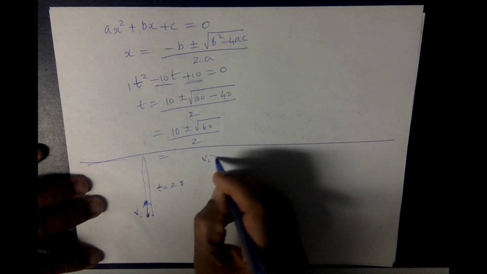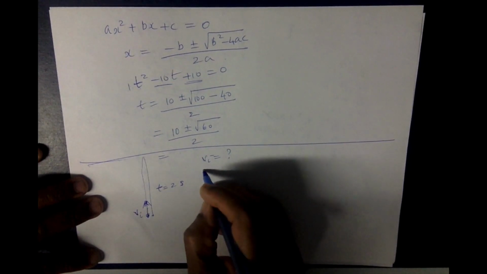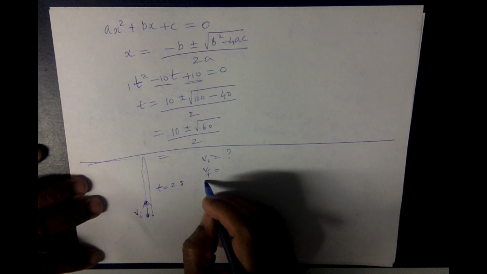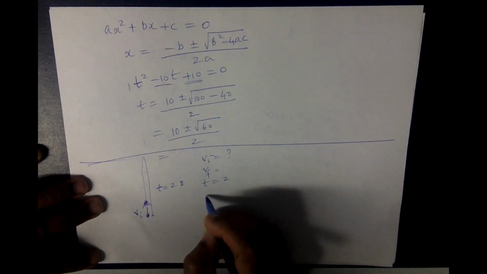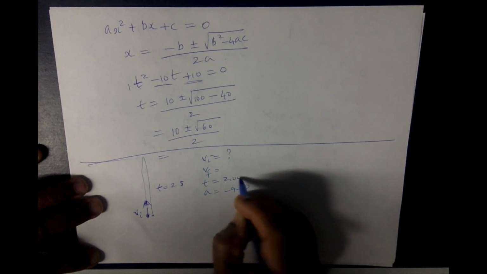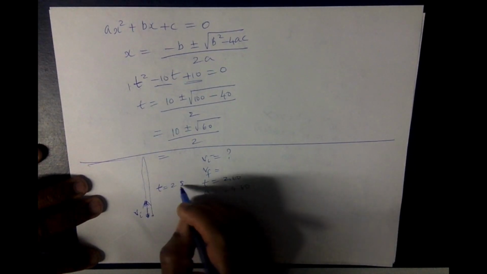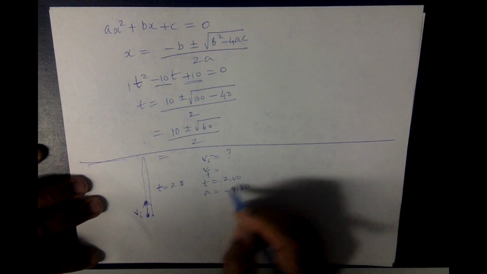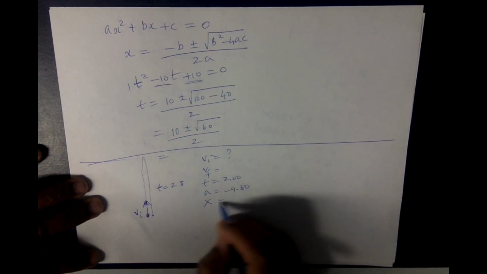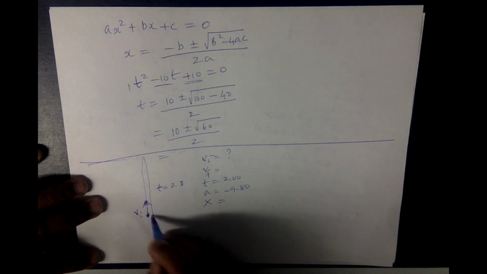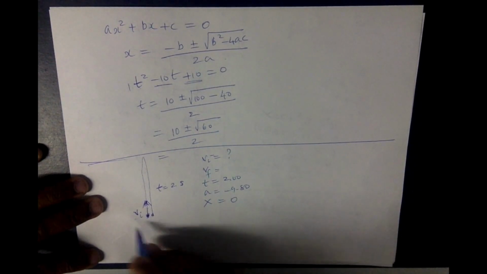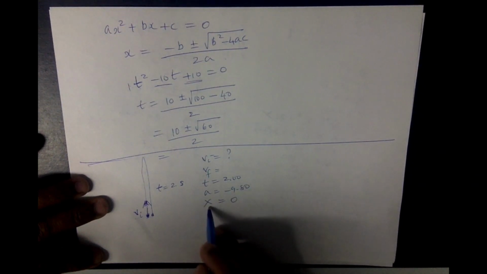So initial velocity is what? Final velocity, no clue. Time is 2 seconds. Acceleration is negative 9.80. And displacement is the starting point to the finishing point, which is 0. And then you can solve for this. So what equation are you going to use here?